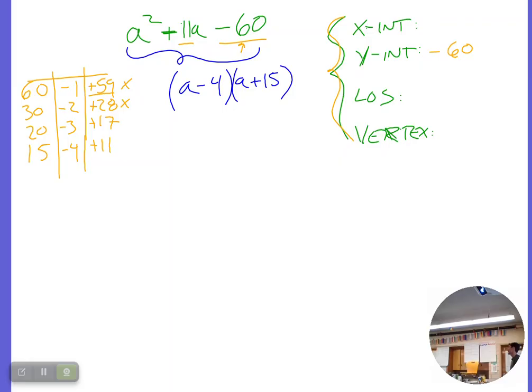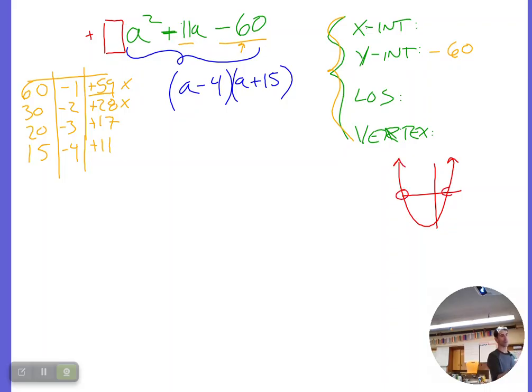Now we need to find the x-intercepts. We know that in our graph, our parabola is going to be facing up because this is positive. So we are going to have something that looks a little bit like this.